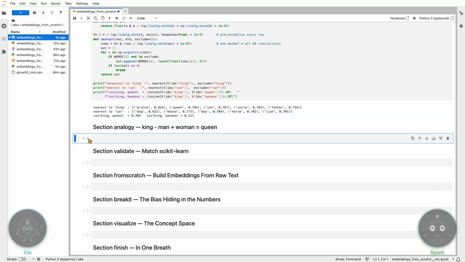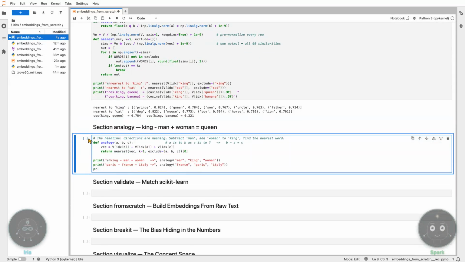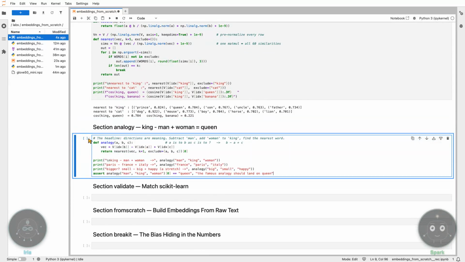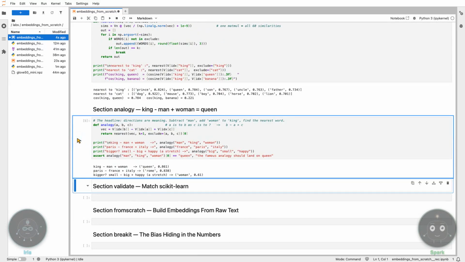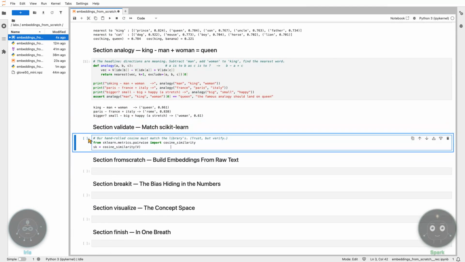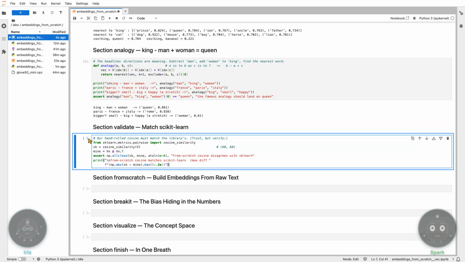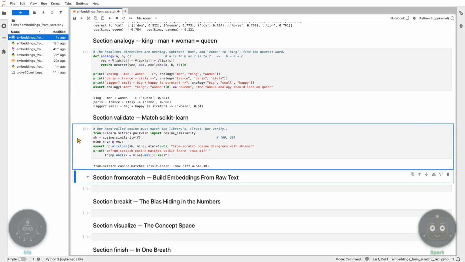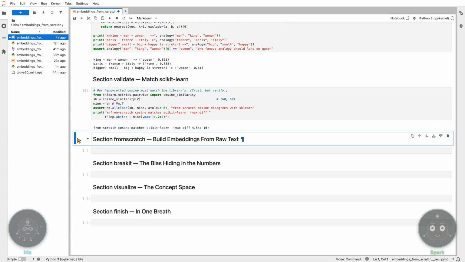Section 4. The famous one. Subtract man, add woman to king, and find the nearest word. Out comes queen. Paris minus France plus Italy gives Rome. Meaning became arithmetic in our own NumPy. Section 5. Trust but verify. Our hand-rolled cosine has to match scikit-learn's. It does to 10 decimal places.